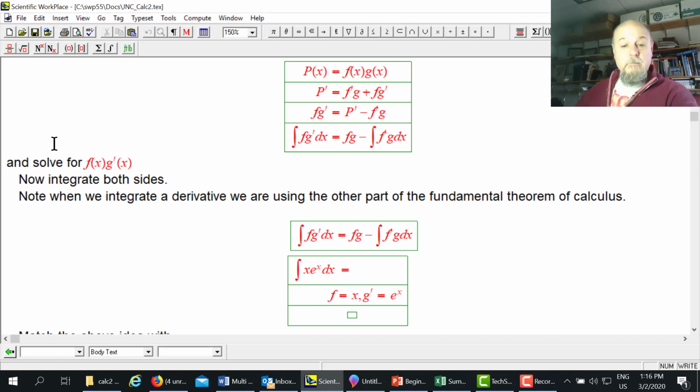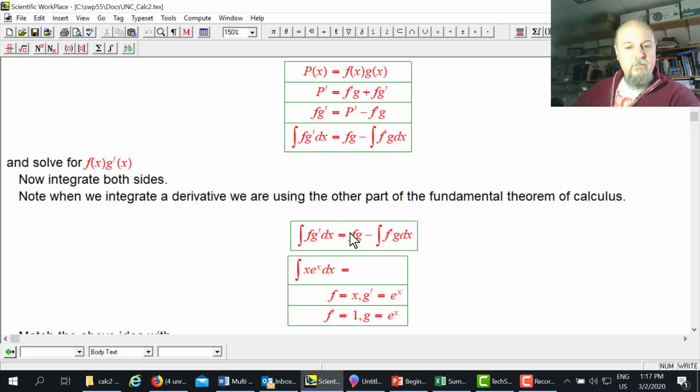So I've got f and g prime. That means f prime would be equal to 1, since I'm differentiating with respect to x. And g would be equal to e to the x, since I'm integrating with respect to x. So now I've got the four pieces: f and f prime, g prime and g.